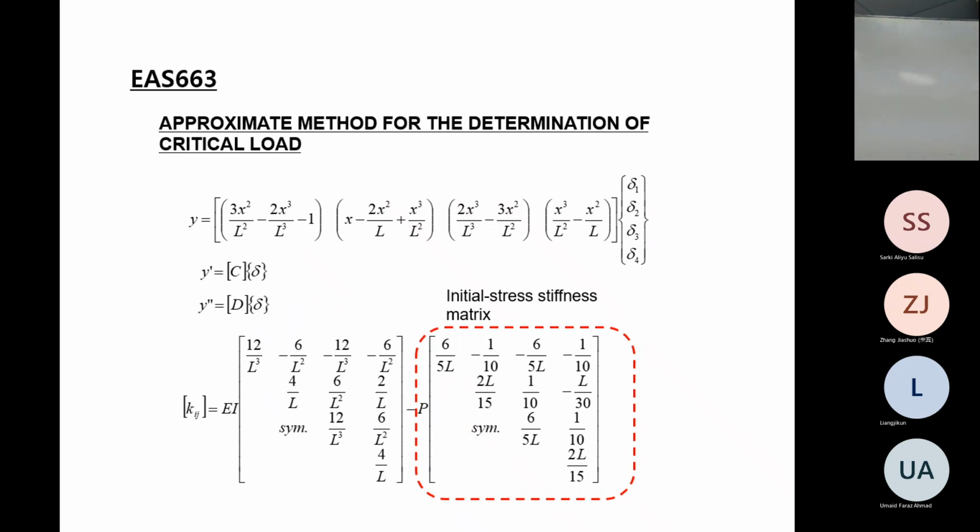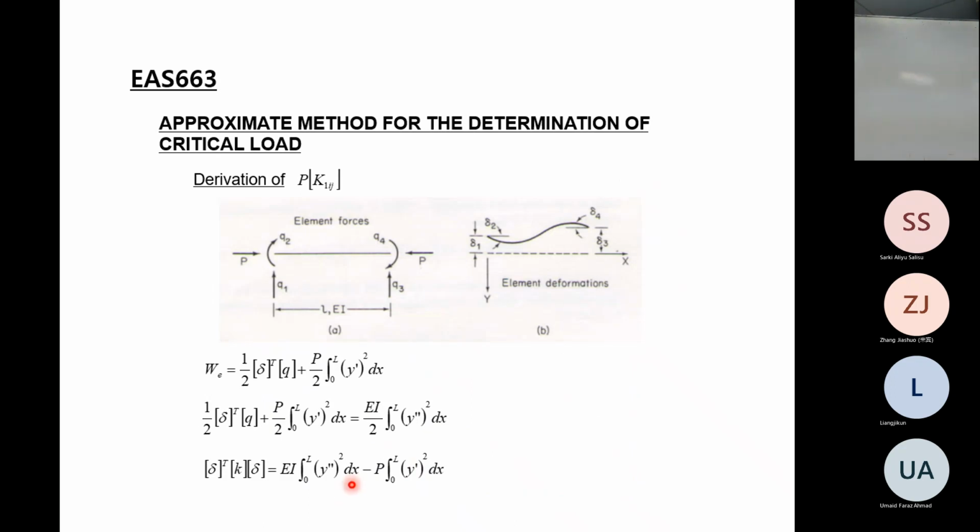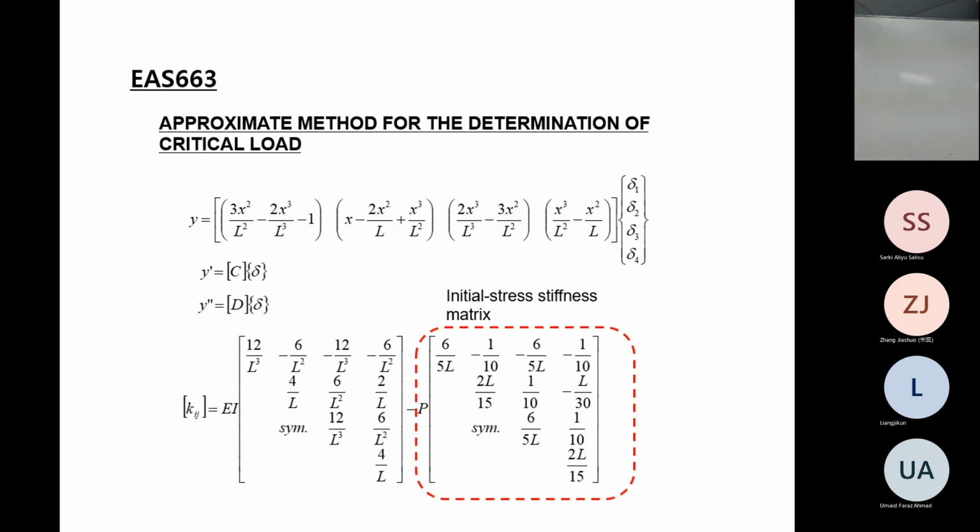So if you substitute this into this here, then you do the integrations. If you do the integrations, and also you substitute the one for y prime into this, this is a square here, and then you integrate them one by one inside there. Finally, we are going to get the K matrix.